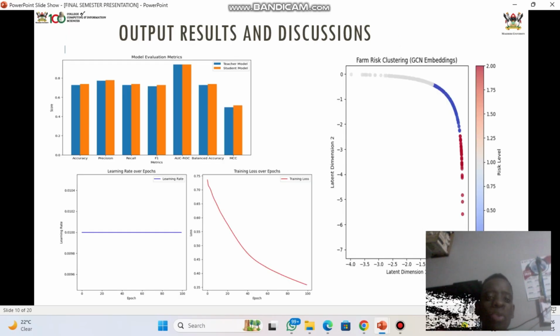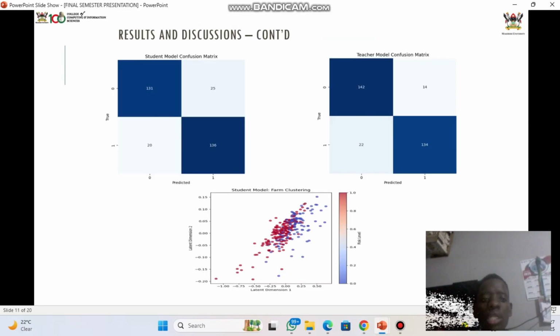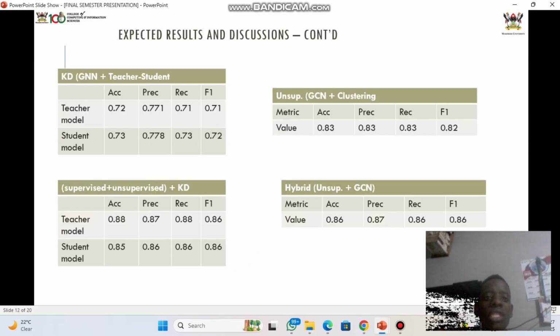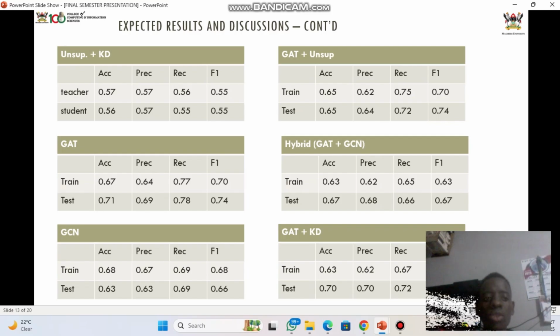These are the output results for some of the models, where we considered accuracy, precision, recall, and F1 majorly among most of the models. These are the student and teacher models, the confusion matrix, and also the scatter plot for the student model for farmer clustering. These are the results we obtained from different models for GNN and student class, and also these ones for the GAT and unsupervised, and also GAT and DCN.